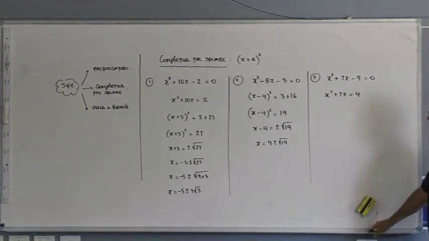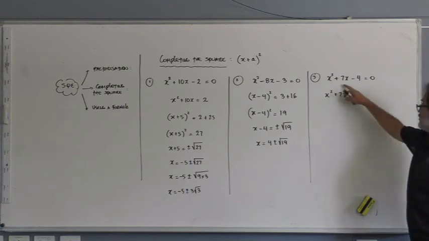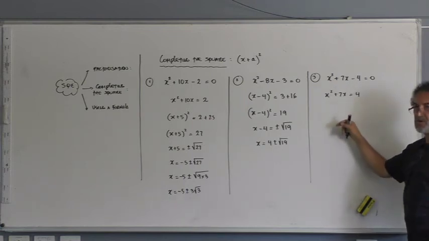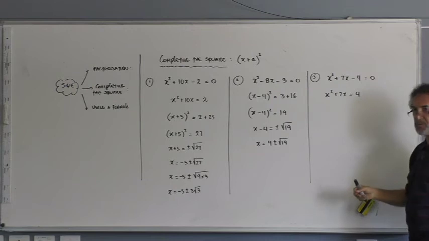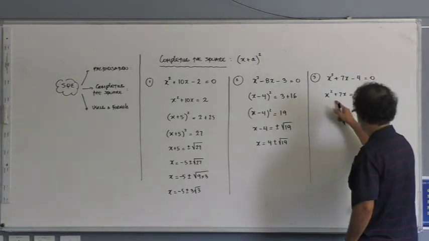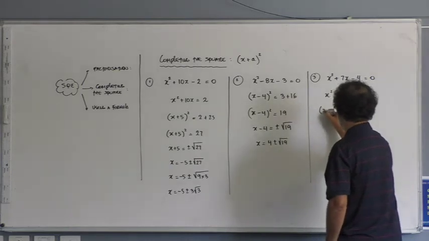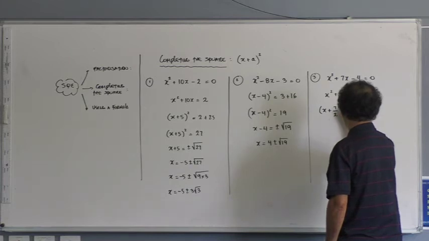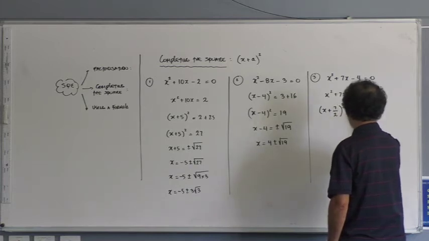Right? And then we are going to do what we did before. So we are going to divide 7 by 2, but we're going to leave it as that. We're not going to say 3.5. If you can simplify the fraction, then you do so, but in this case, it's going to be 7 on 2, and that's what we're going to write. So the next line should be x plus 7 over 2 in brackets squared equals 4.